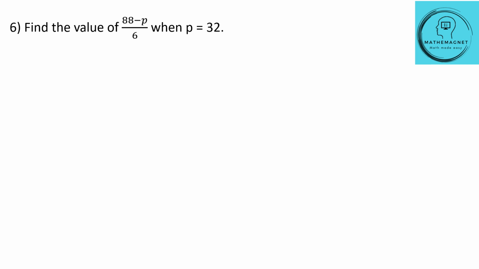The sixth question. Find the value of 88 minus p by 6 when p equals 32. So here we'll have to substitute the value of p as 32 in the expression 88 minus p by 6. So it becomes 88 minus 32 by 6. 88 minus 32 is 56. So it becomes 56 by 6. Now this can be written as a mixed number as 9 2 by 6, and 2 by 6 can be further simplified as 1 by 3. So it becomes 9 1 by 3.